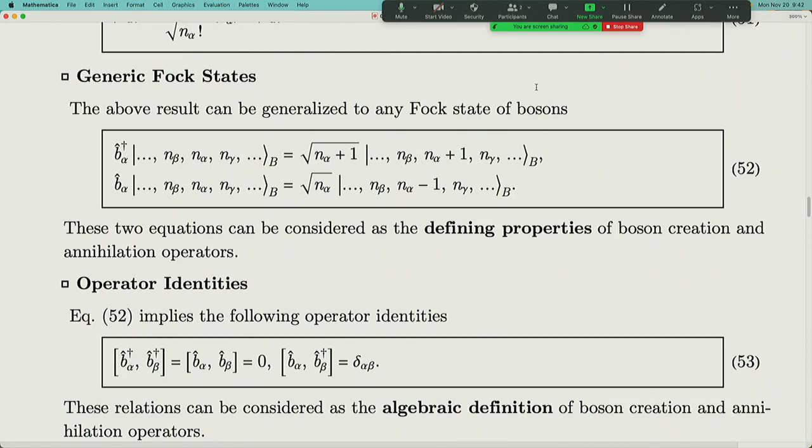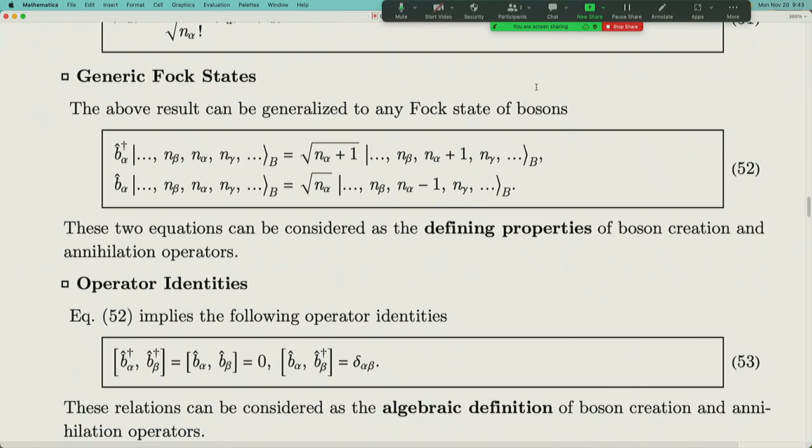Okay, so these are the defining relations of the boson creation and annihilation operators. In this definition, you can generalize it to any alpha. For example, instead of creating on alpha, you're creating on beta, or annihilating on beta, it's the same thing. You just need to plus or minus this number by 1, and then multiply the corresponding prefactor, which now becomes the square root of n beta plus 1, or the square root of n beta, depending on the label, okay?